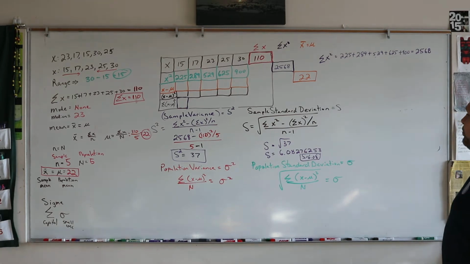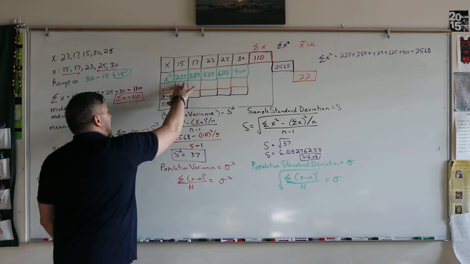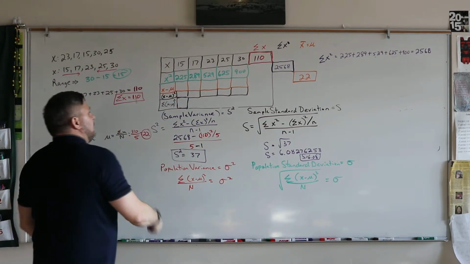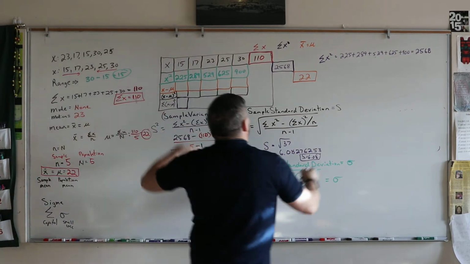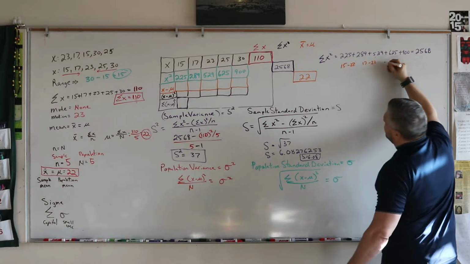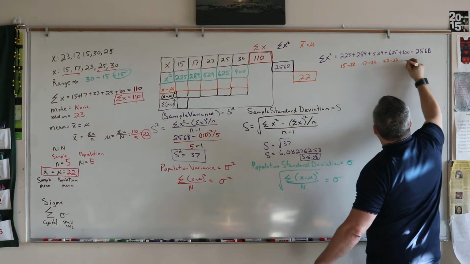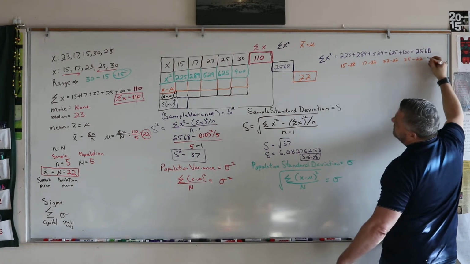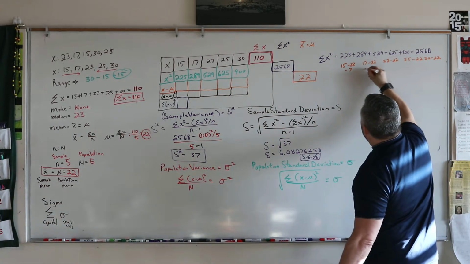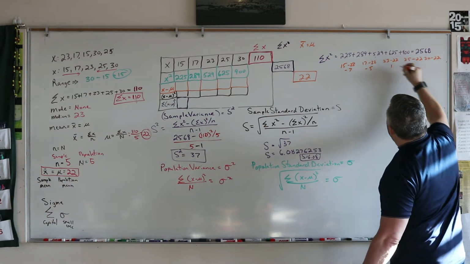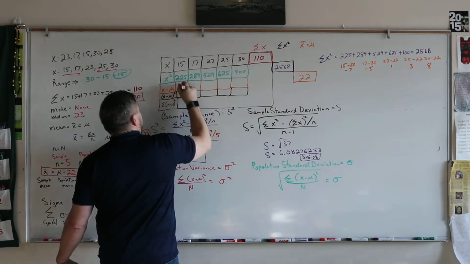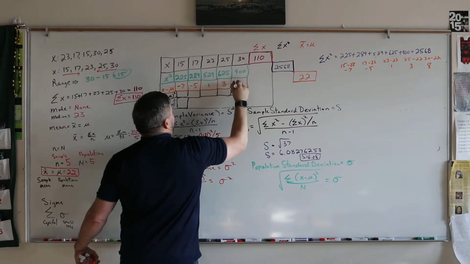All right? And so here we want to think, well, what is X minus 22? So we're going to do 15 minus 22. Then we're going to do 17 minus 22. Then 23 minus 22. Then 25 minus 22. Then 30 minus 22. We're going to find this to be negative 7. We're going to find this to be negative 5. This to be 1. This to be 3. And this to be 8. Does that make sense? So we got negative 7, negative 5, 1, 3, and 8.